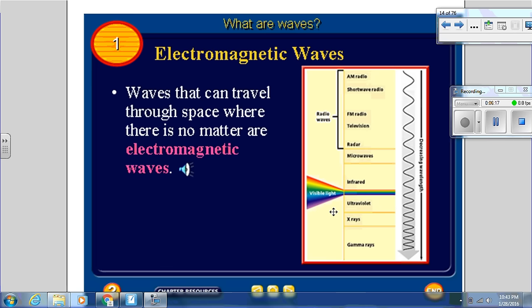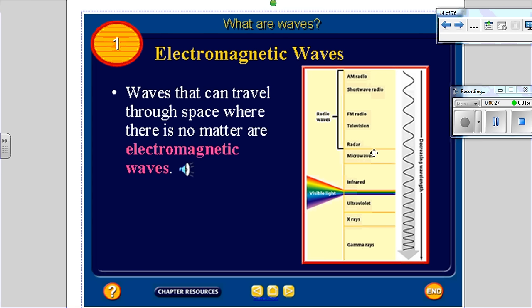A lot of these waves are used in a lot of our different devices and things that have made our lives so convenient. For example, microwaves are responsible for microwave ovens being able to warm up and cook foods very fast. X-rays, many of us have been to the doctor before and have had to get an X-ray done. These are also electromagnetic waves.